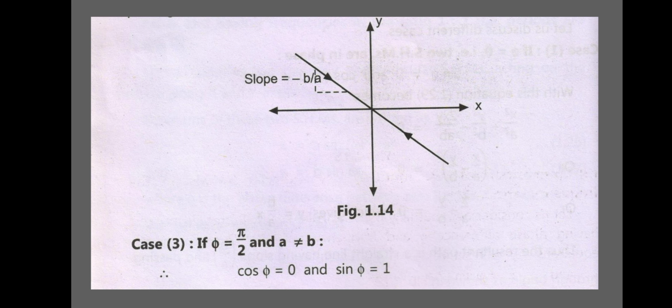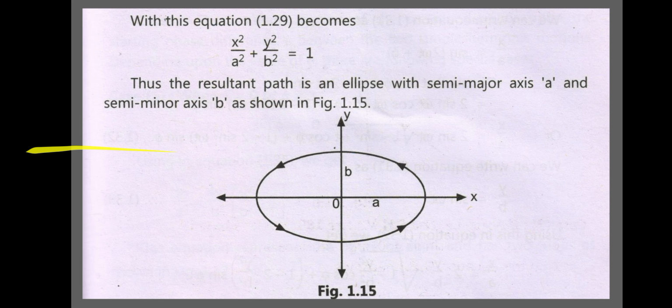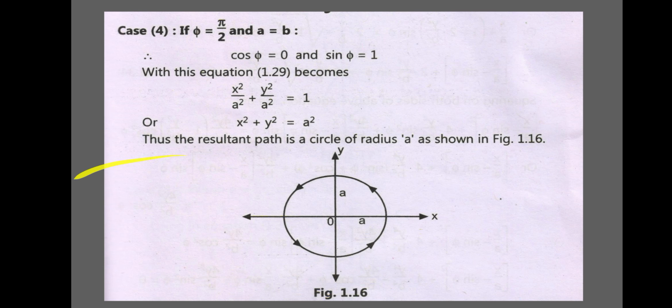Third case, if φ = π/2 and a is not equal to b, then cos π/2 = 0 and sin π/2 = 1. Therefore the resultant equation becomes x²/a² + y²/b² = 1. Thus the resultant path is an ellipse with semi-major axis a and semi-minor axis b as shown in figure.